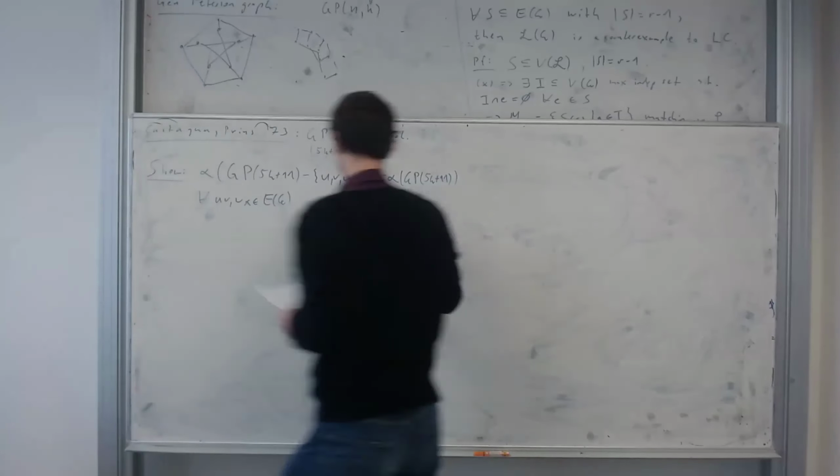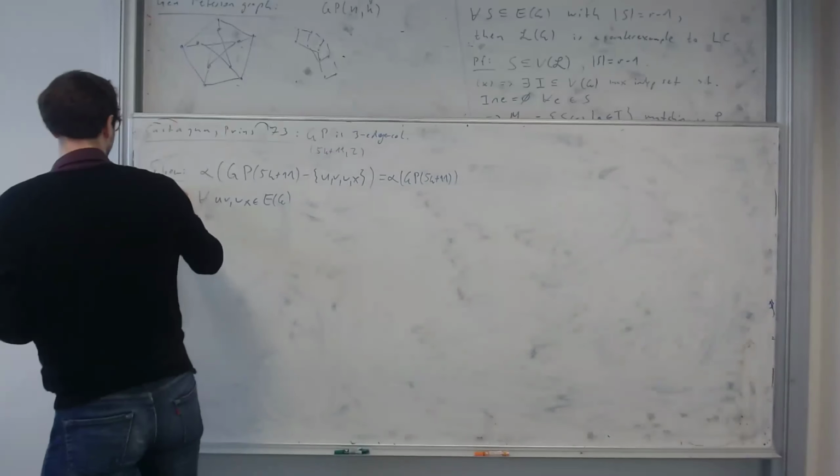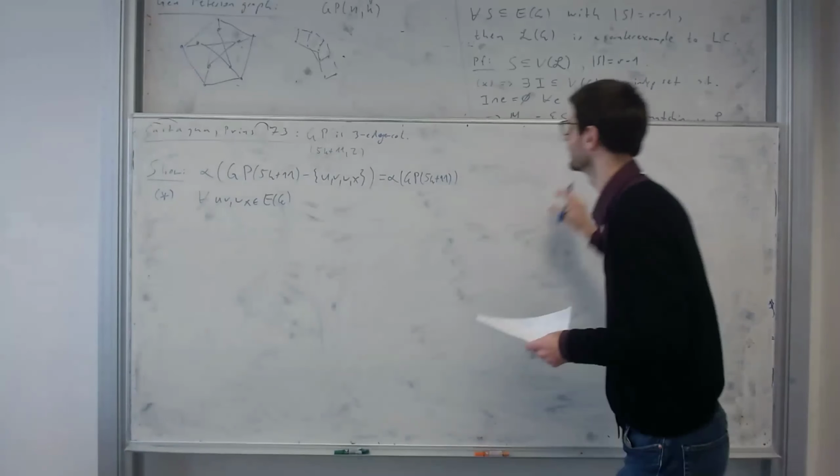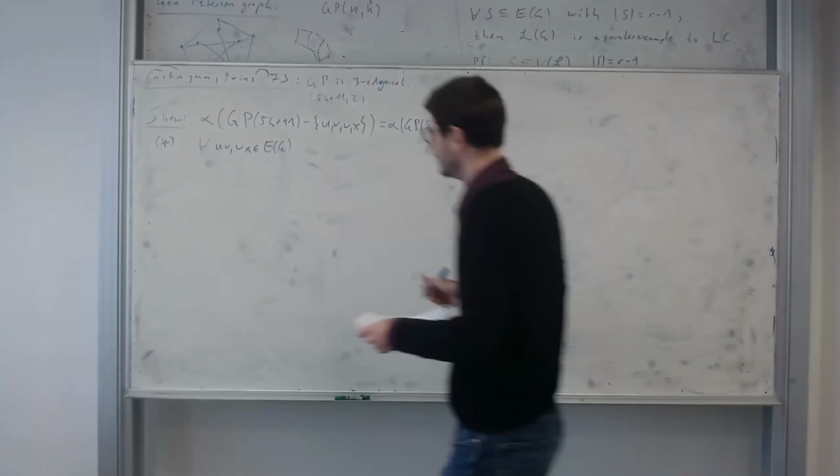Yeah, this is what we have to show. Right? So let's call this star. It's the only thing we have to check. Then we're done with our lemma. And for this, we use some facts.